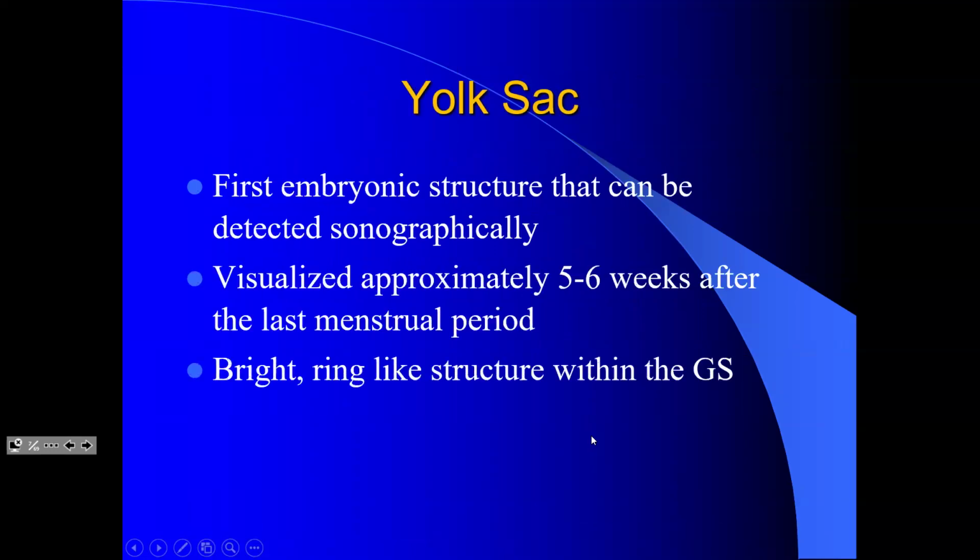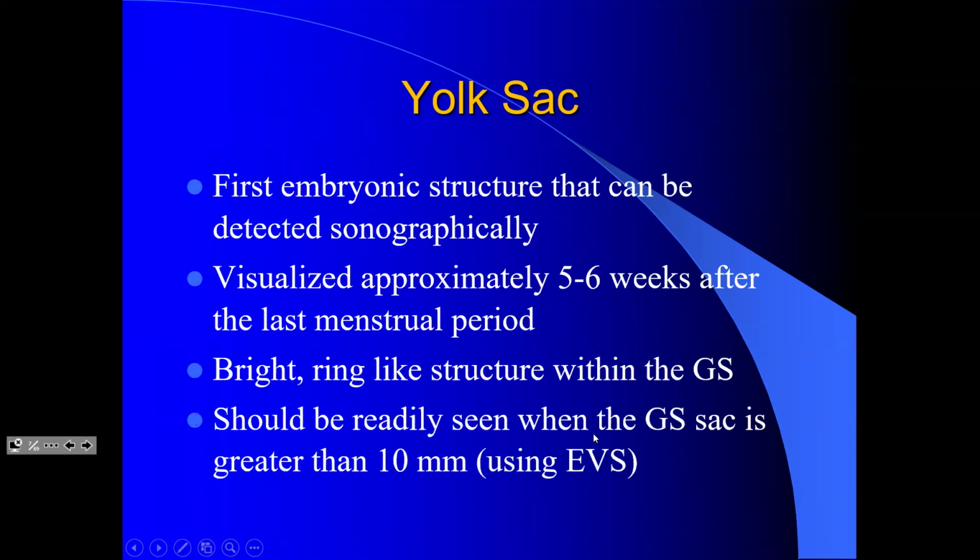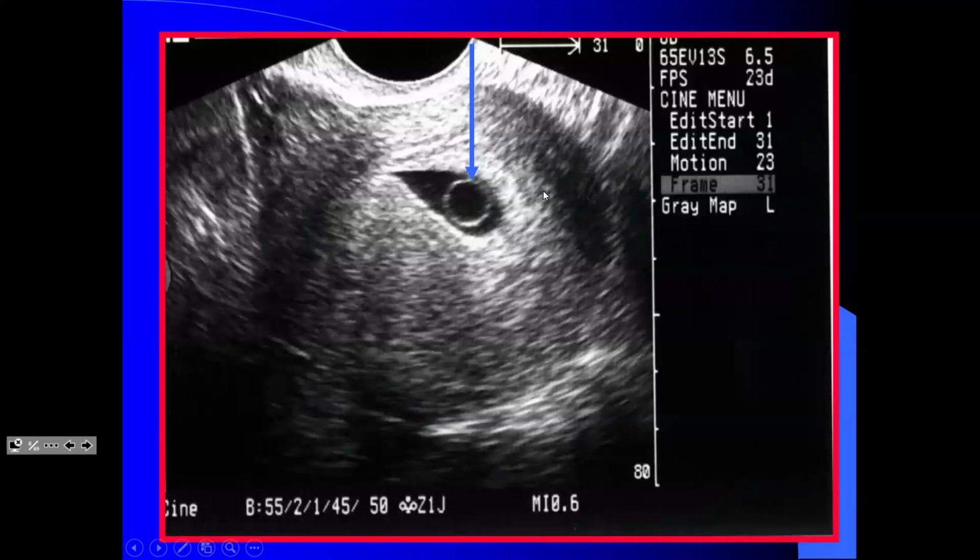Okay, this we have already discussed. Yolk sac appears by around 5 to 6 weeks. It is a ring-like structure within the gestational sac. And usually, if the sac is around 10 to 12 millimeters by transvaginal or 20 millimeters in size by abdominal scan, you should see a gestational sac. You should see a yolk sac. So that means if you measure the sac, if it's around 20 millimeters or 2 centimeters in size, by this time, you should see a yolk sac.